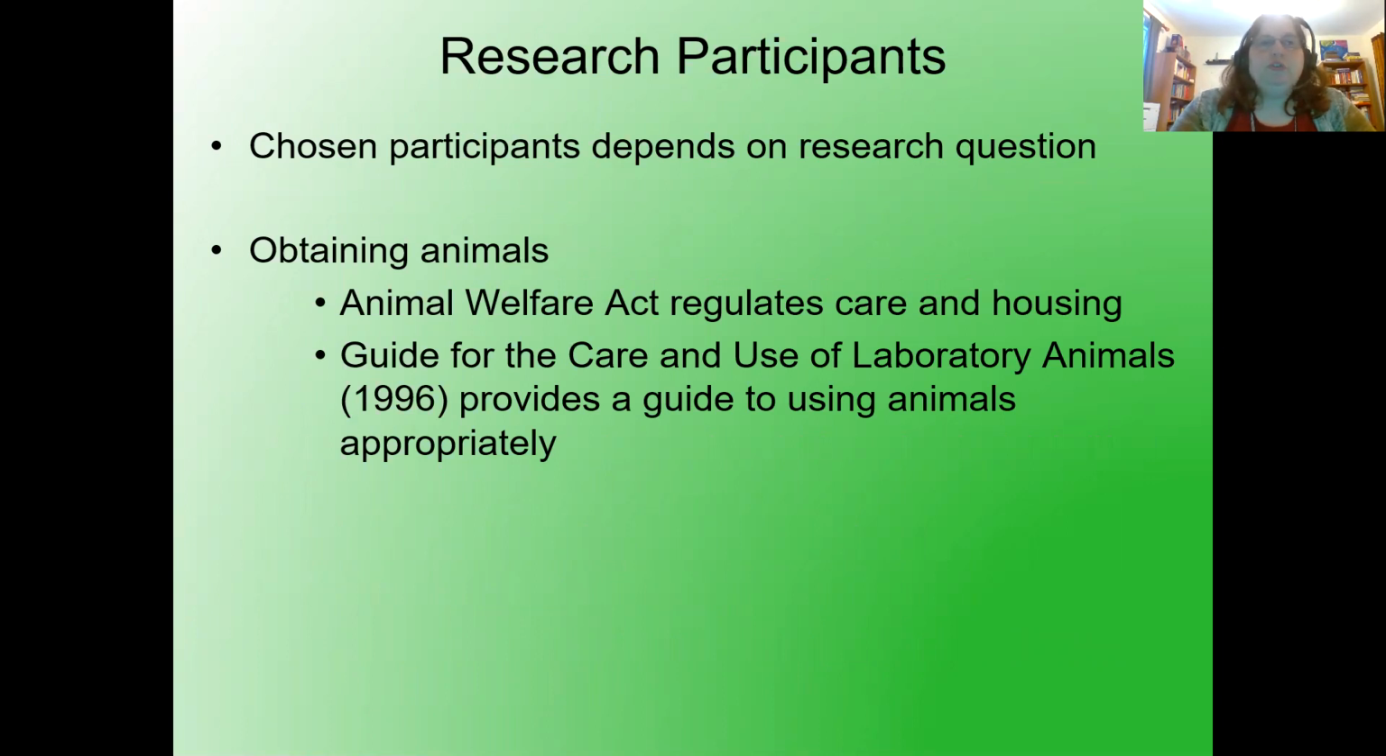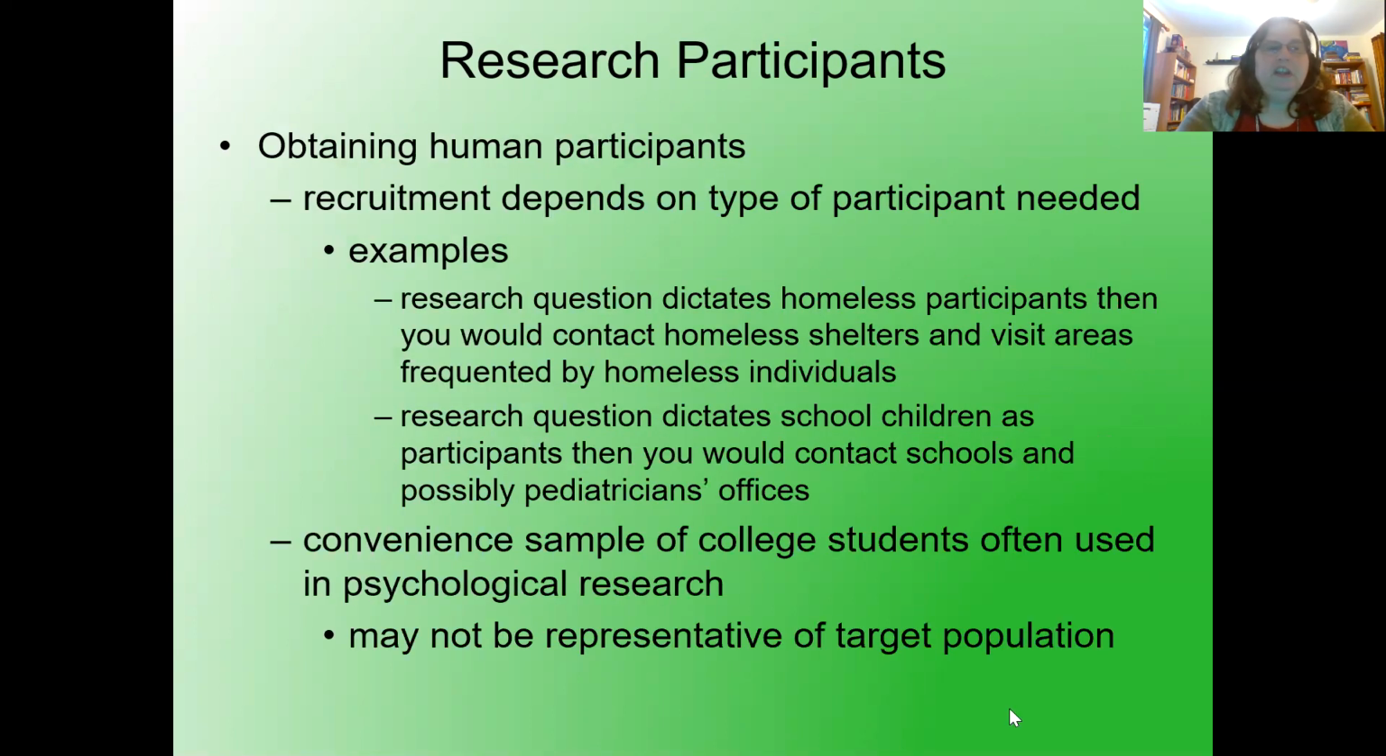So how do we choose our research participants? How do we actually obtain them? Well, choosing participants depends a lot on the research question. What are we studying? Now, for obtaining animals, the Animal Welfare Act regulates care and housing, and Guide for the Care and Use of Laboratory Animals provides a guide to using animals appropriately.